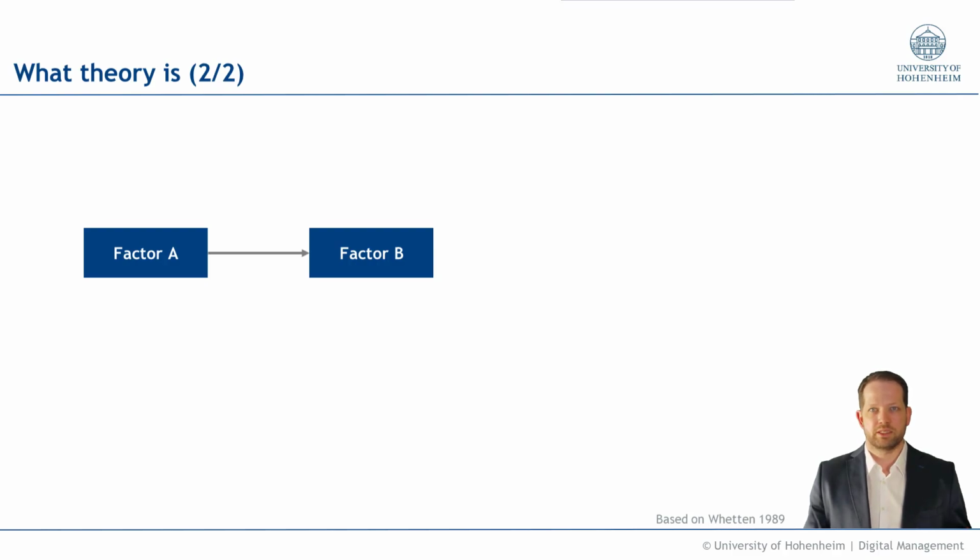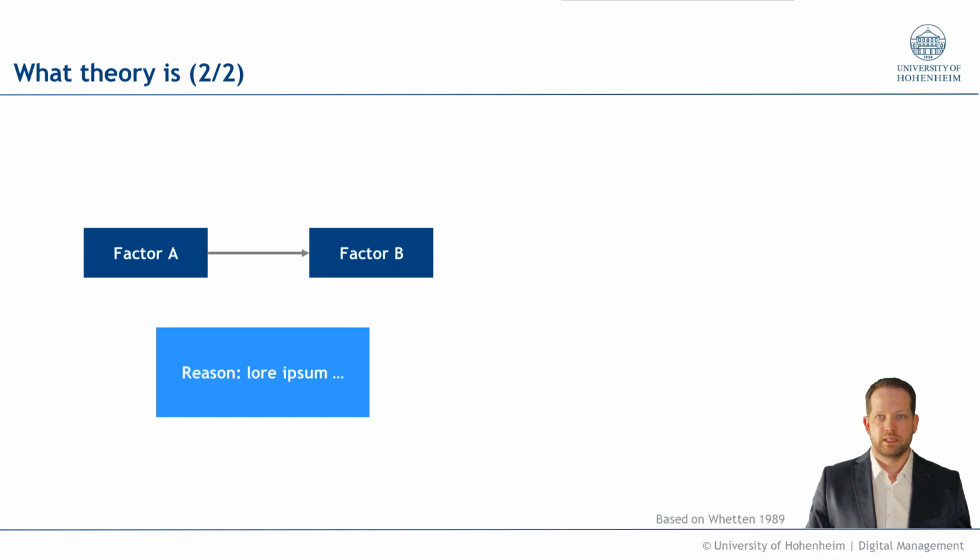The second element is interrelationships, here depicted by this arrow. This might mean that factor A causally influences factor B. This can be other relationships besides causal influence. It can be co-occurrences, covariances, or the like, process sequences. But any interrelations between the different factors. That's the second element of a theory.